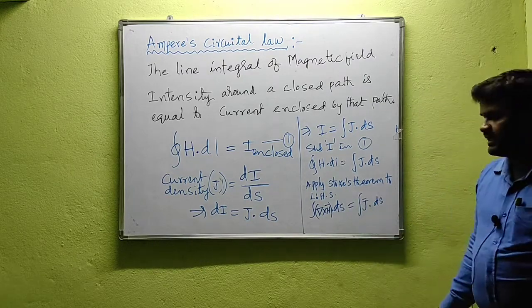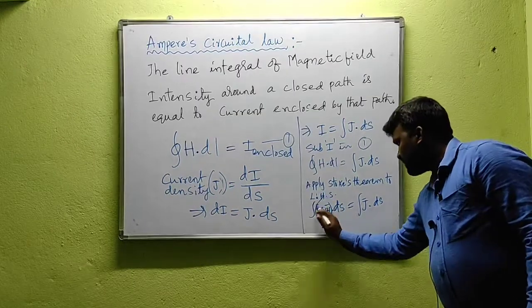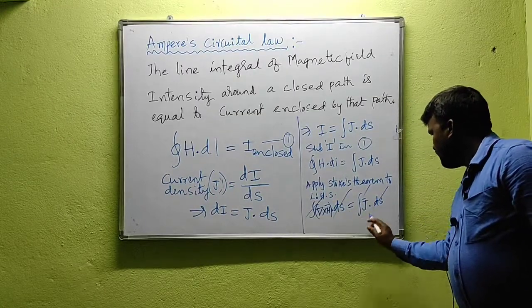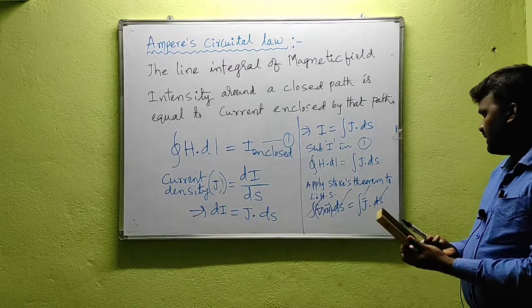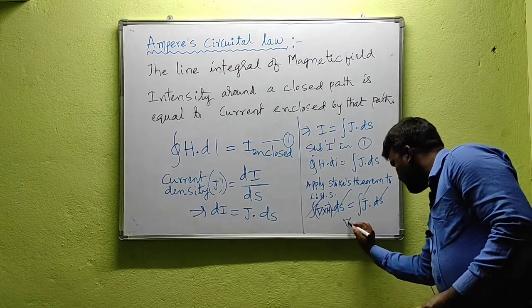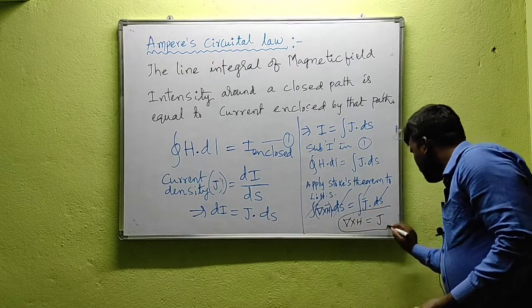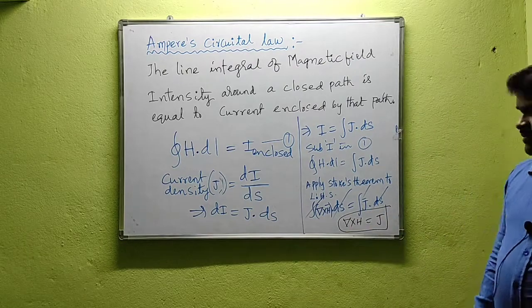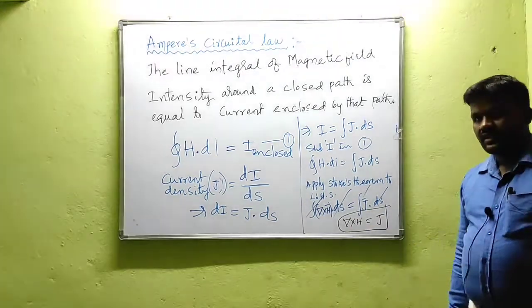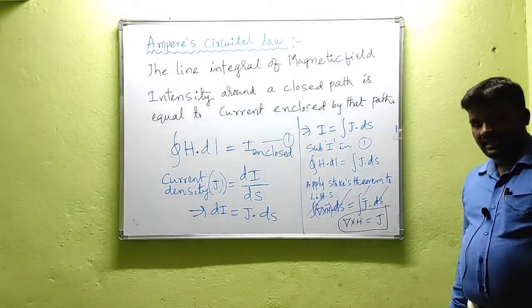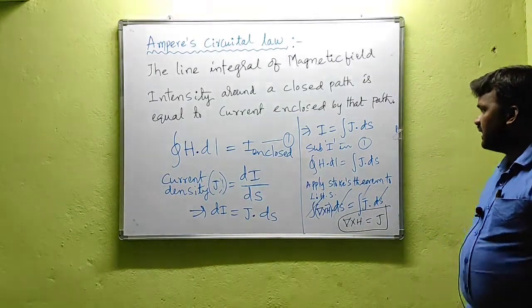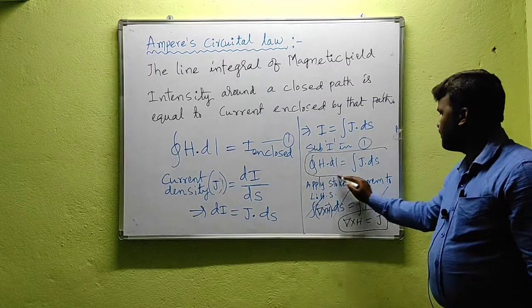From this, the surface integrals cancel out. Finally, what remains is del cross H equal to J. So this is one of the Maxwell's equations in differential form. The earlier one is in integral form.